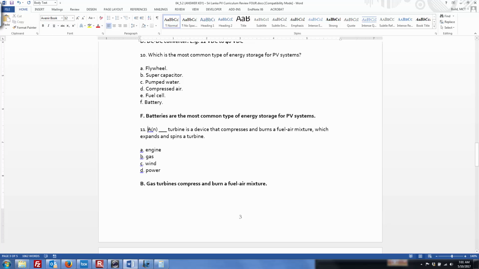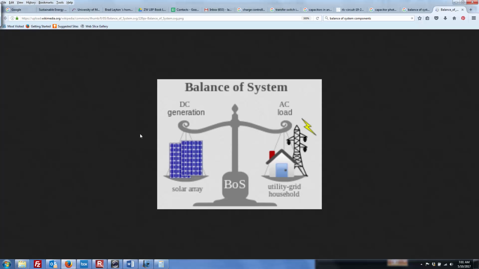All right, so how about this one? A blank turbine is a device that compresses and burns a fuel-air mixture which expands and spins a turbine. So an engine is just a generic name. It's not exactly incorrect, but it's not the best answer. A wind turbine does not burn any fuel, so that's why a wind turbine is not correct. And a power turbine is sort of meaningless, so the answer is a gas turbine. And let's just take a look at one of those.